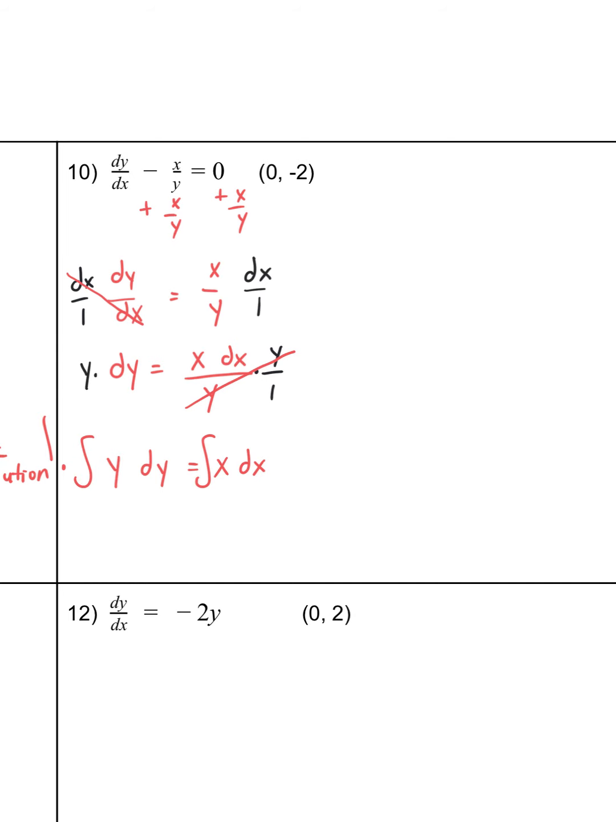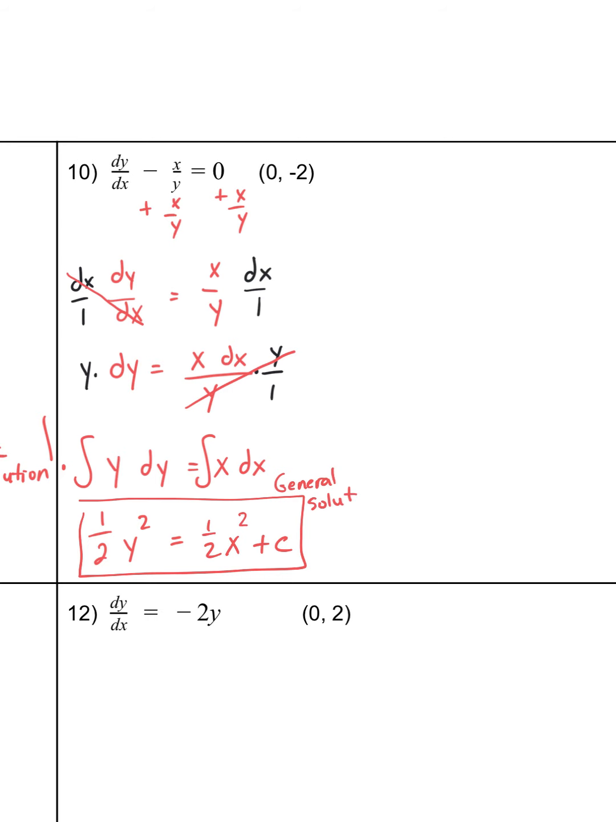All right, the antiderivative of y is y to the second over 2. So we write it as 1/2 y squared. On the right, same thing. The antiderivative of x is x squared over 2. We write it as 1/2 x squared and then plus c. This is our general solution.